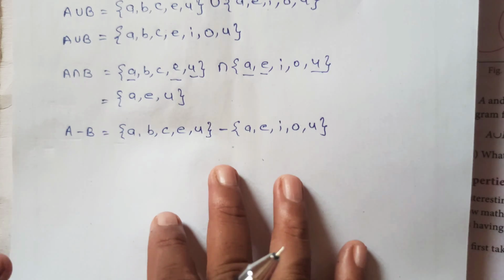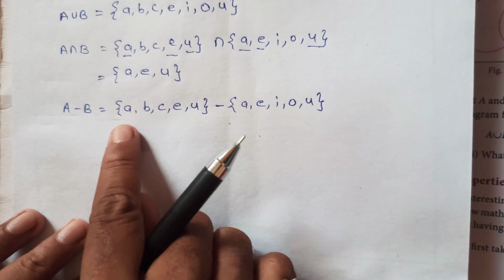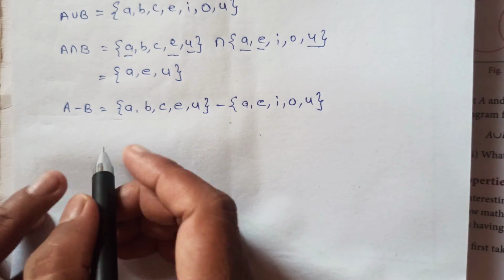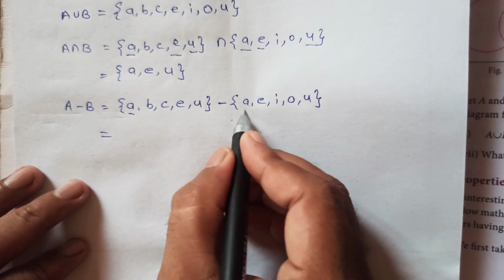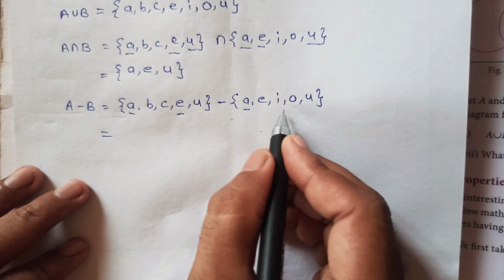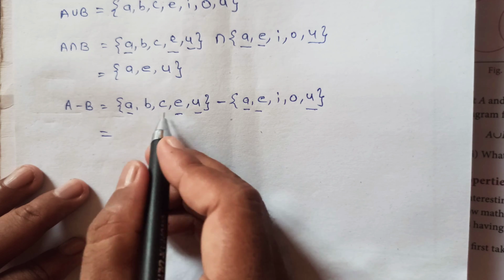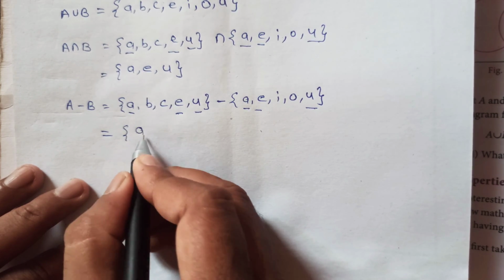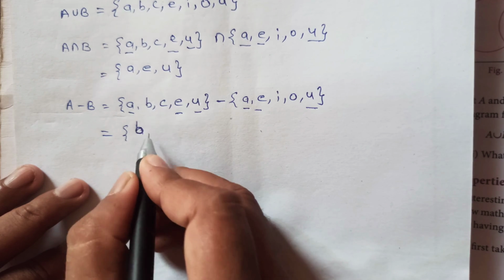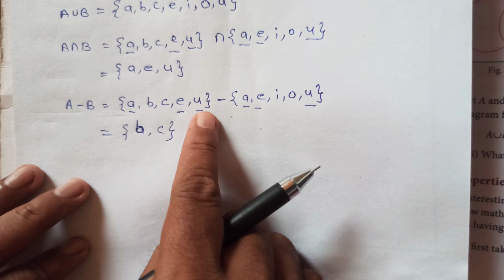Right. Now we need to find A minus B. As you can see, whatever is left in A will be the answer. The elements which are there in both are a, then e, then u, and then the elements that are left in A minus B are b, c. Whatever is left in the first set will be the answer.